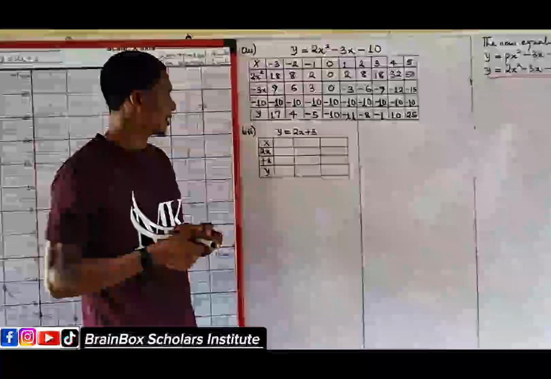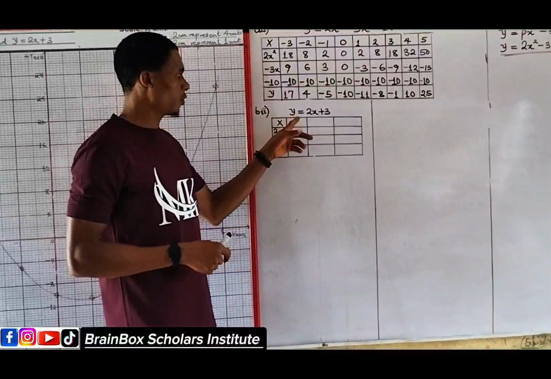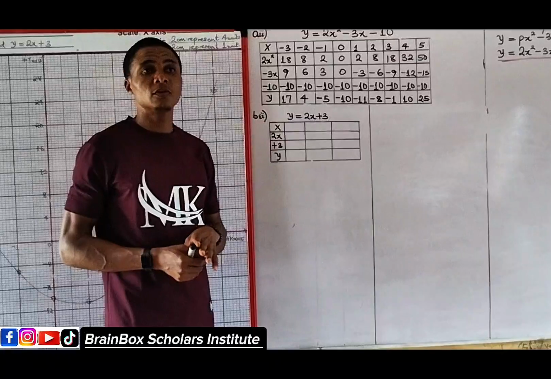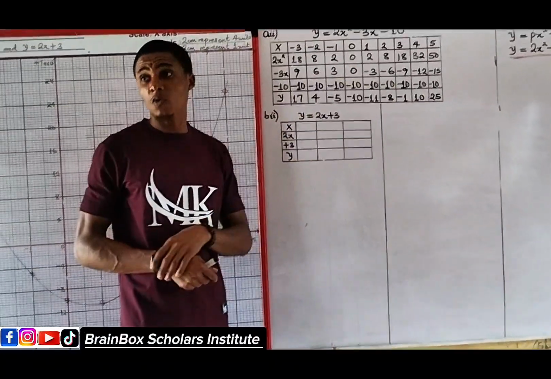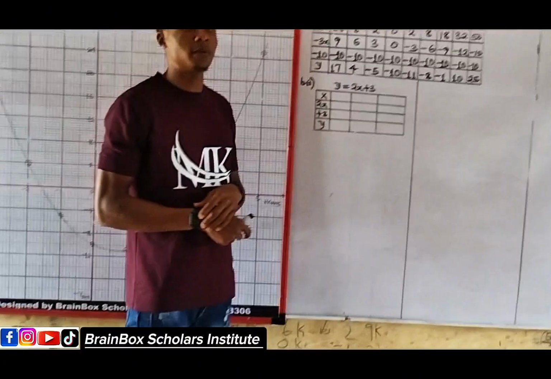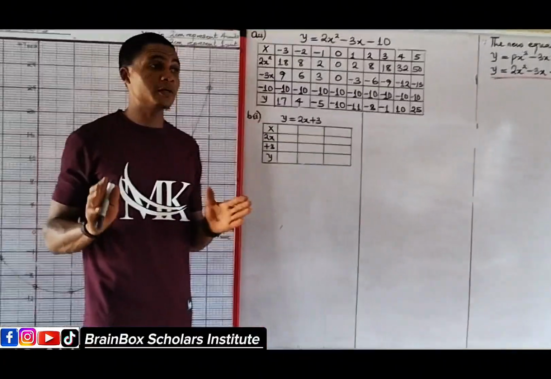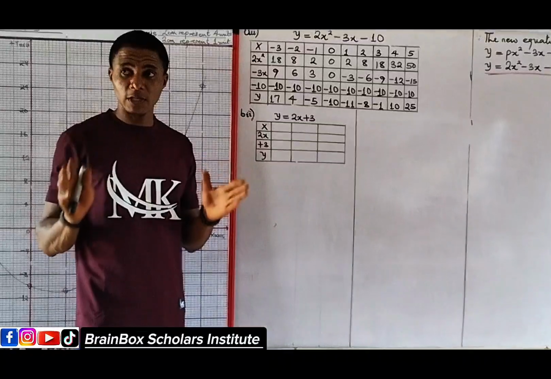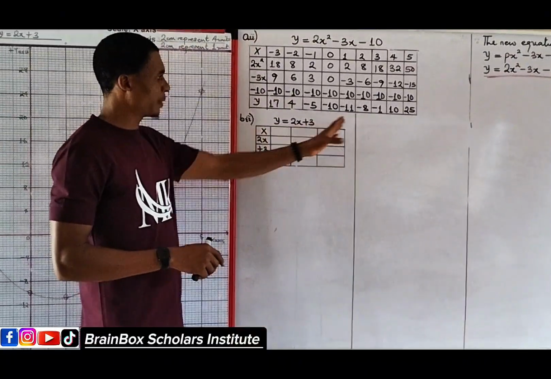Here I said we should also plot a graph of y is equal to 2x plus 3. And this is a linear equation. A linear equation simply means that I'm going to draw a straight line. Am I making sense? A straight what? Line. So let's go. Now coming here, I have actually prepared the table.